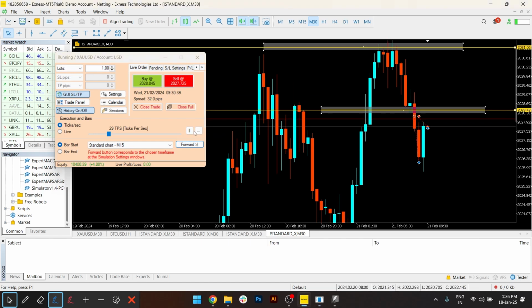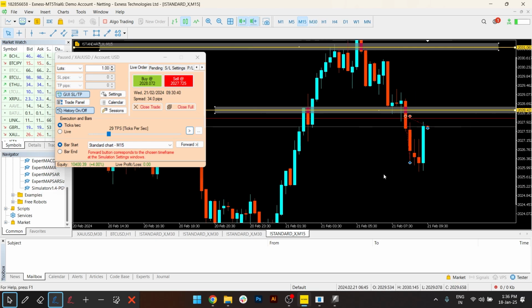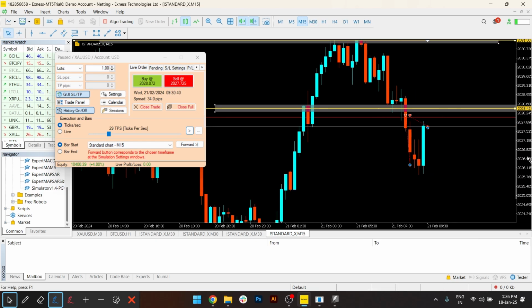Yeah, see, now the next candle just came right back up. If you know how to read the price action, when you go on a 15-minute time frame, then you will understand that this candle was a big bearish candle. Look at the size of this candle. It is a big bearish candle.